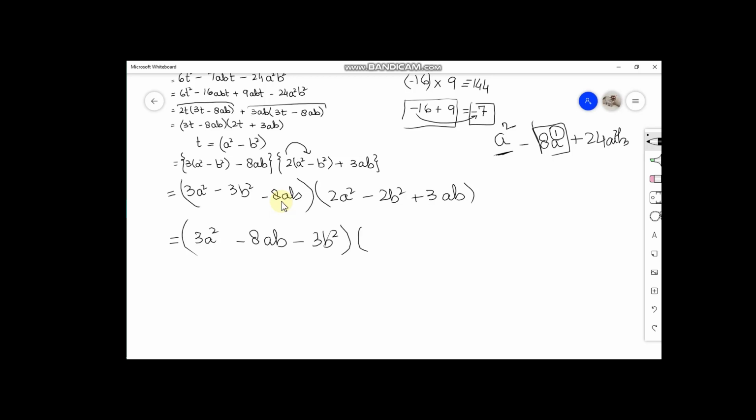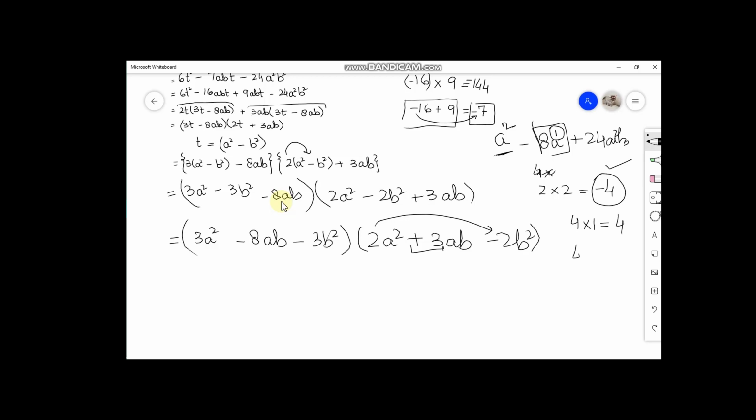And now the same in the second bracket, you will write 3ab in the middle term and minus 2b square. Now you can simply break the middle term using these two 2s. 2 multiplied by 2 will give you 4. To break this middle term, which is 3, we have to find the factors of 4. I hope you have got it. 4 ones are 4, and 4 minus 1 will give you positive 3.